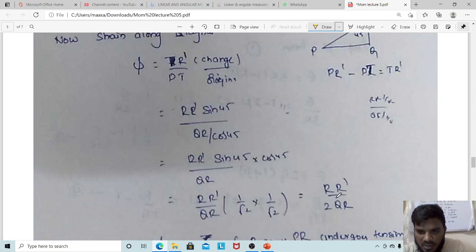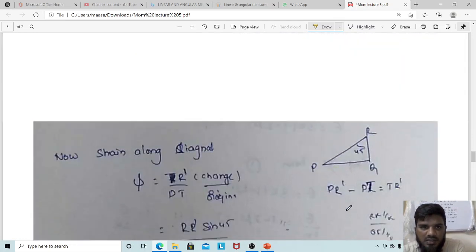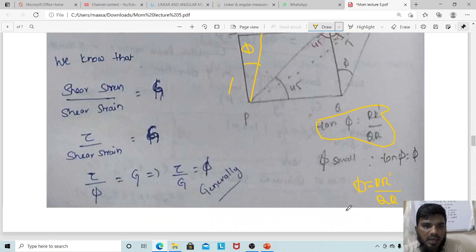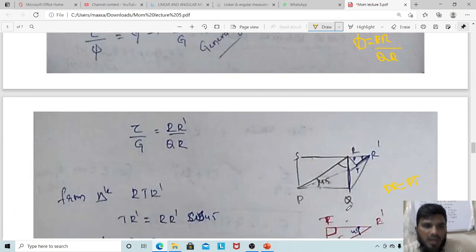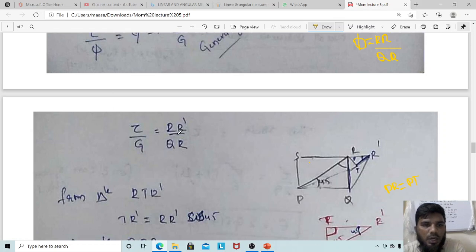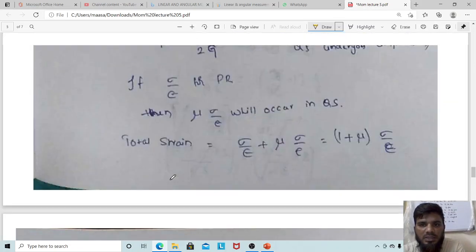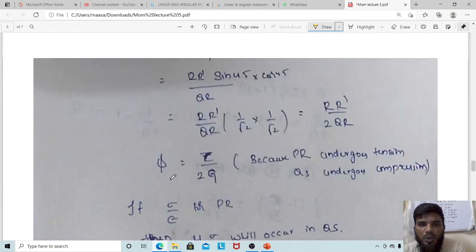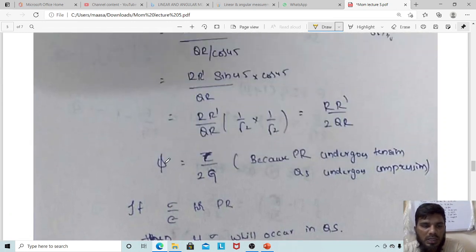See this, remember this RR dash by QR, you have got the same value here, that is nothing but tau by G. In the place of here we can write tau by G. So the strain along the diagonal is going to be tau by 2G.